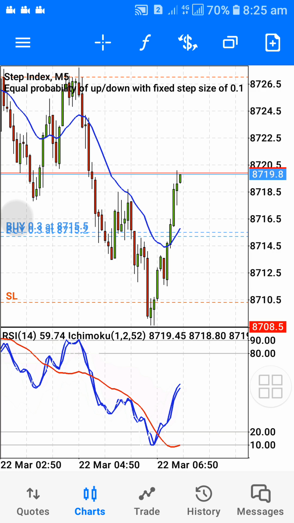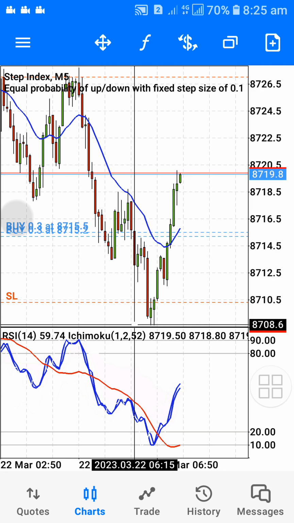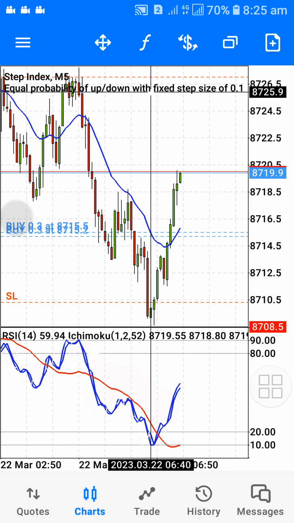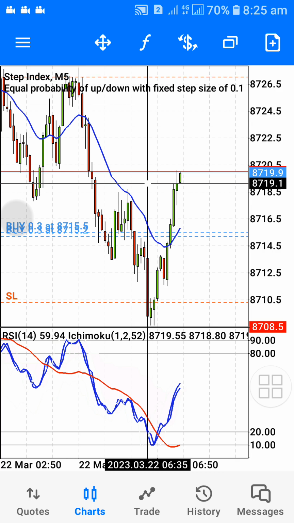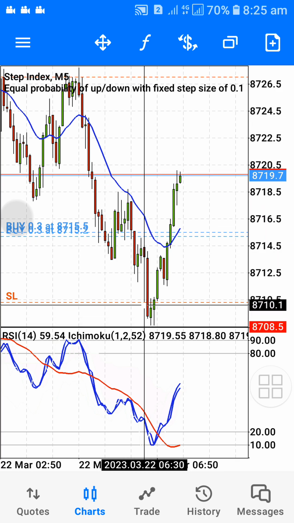Alright, here you can see I'm on a live trade. You can see my entry here. I also have my TP, my take profit, and my stop loss. You can see all of them here.